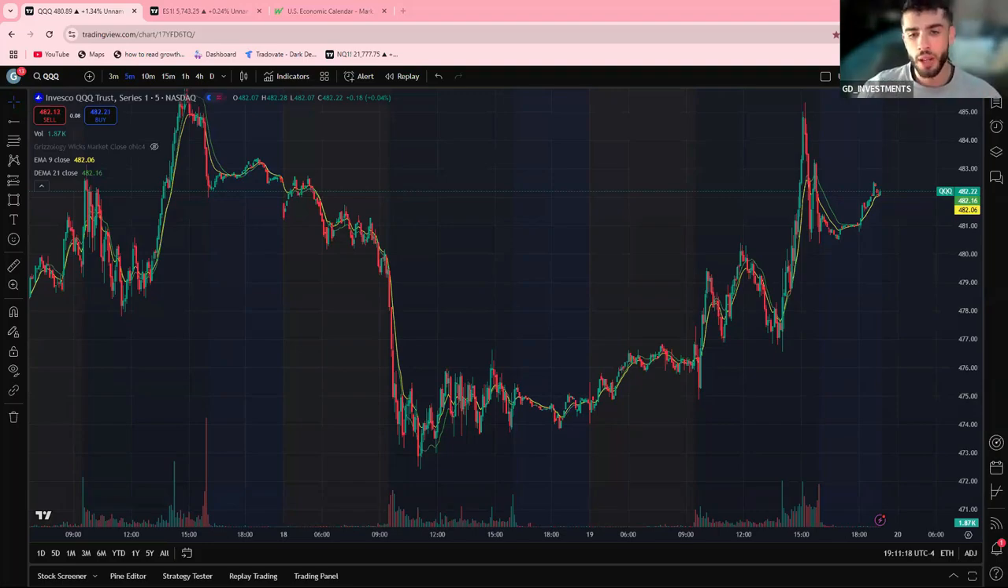This will be a full guide on how to use fair value gaps from basically A to Z, so make sure to stay to the end.